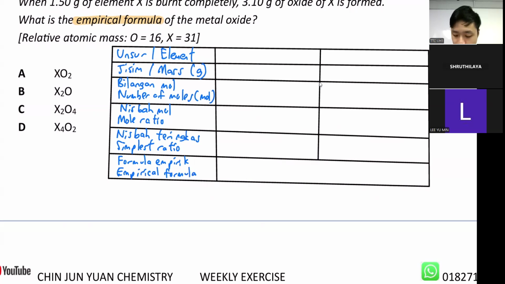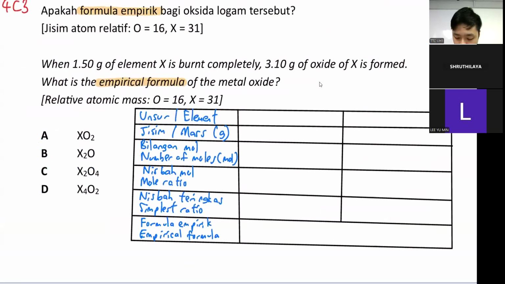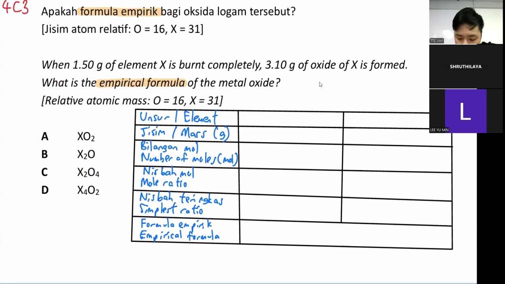So what do you do? First one, write down. See, 1.5 gram, obtain the information. 1.5 gram of X burns completely. You will get 3.1 gram of oxide of X. It means you have X and O to calculate. Normally I write X first, then you write O. Then X is 1.50 gram. Do you think O is 3.10?